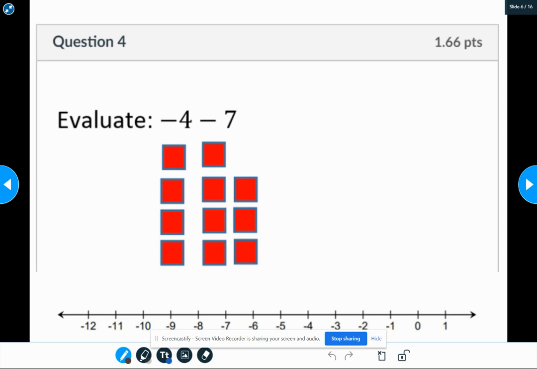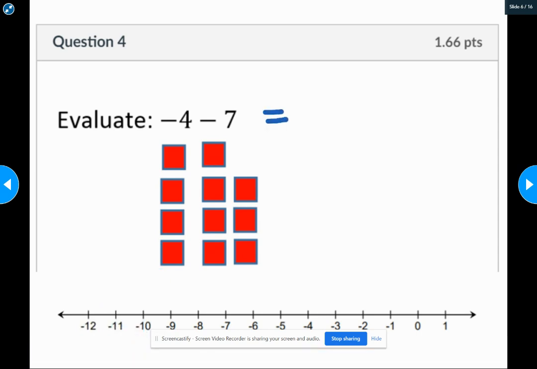Number 4, we have negative 4 minus 7. Okay, but I like to think of that as a negative 4 and a negative 7. And here's the picture. 4 reds for negative 4 and 7 reds for negative 7. Okay, if I want to find the charge, there are no 0 pairs in that picture. There's no yellow and reds that cancel out. So our charge is going to be what we see, which is 11 negatives.